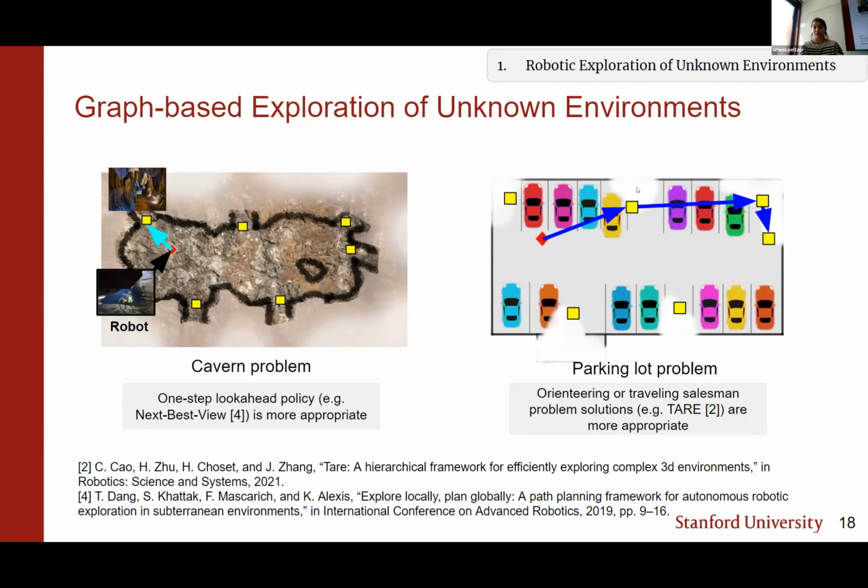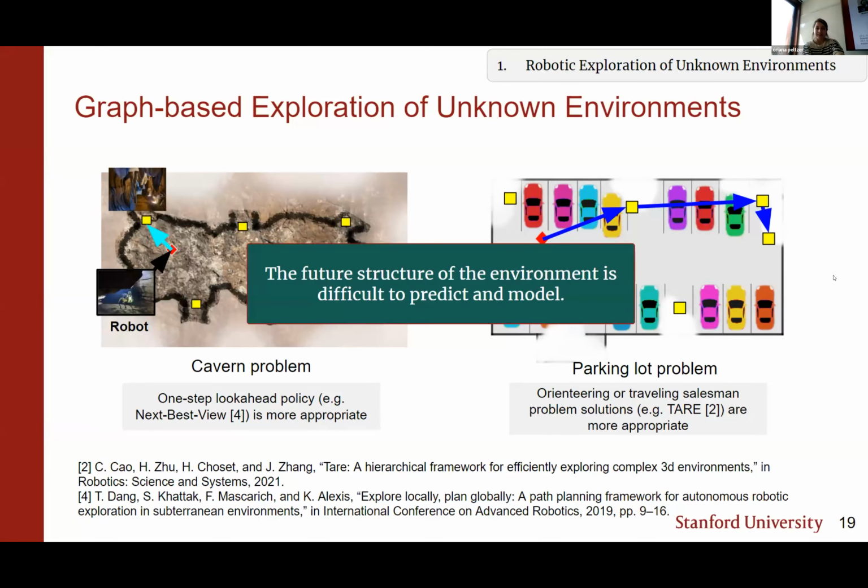The parking lot problem is fundamentally different, because here we're going to assume that the frontiers actually just represent little areas that the robot hasn't seen quite well, and there's nothing to explore behind them, or nothing much. In this case, the way we actually want to solve the problem is similar to the traveling salesman problem. It's actually a variant, a different problem called orienteering. The robot is going to try to find a strategic plan to explore as much of these frontiers as it can within its limited time budget.